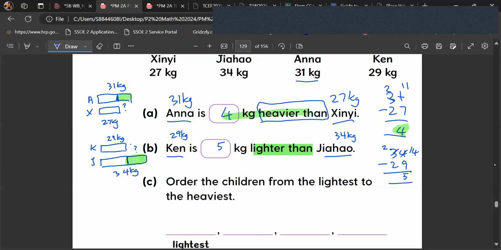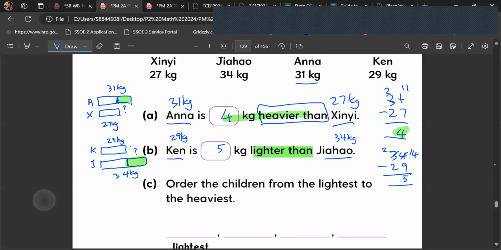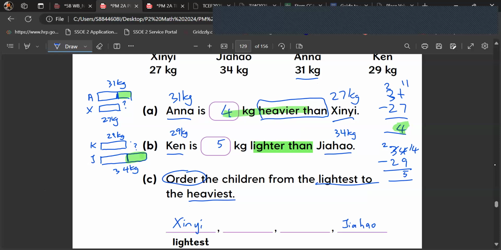Okay, so the lightest, are you able to answer who's the lightest here? Who's the lightest here? Xingyi, the lightest to the heaviest. The lightest is Xingyi, the heaviest is Jia Hao. So do you know who's in the middle? Anna and Ken. Okay.